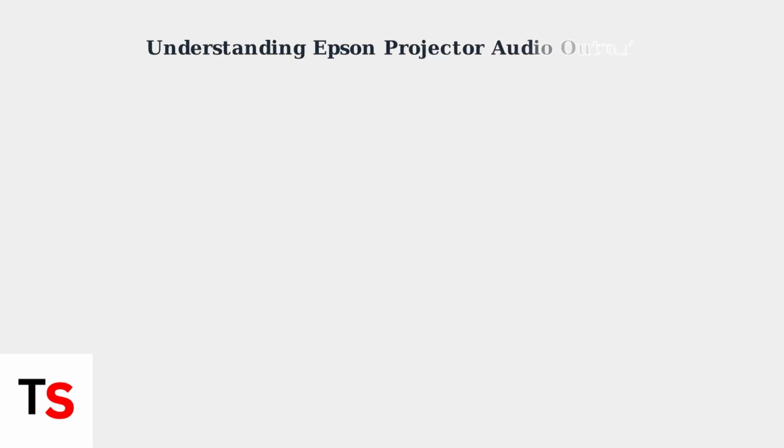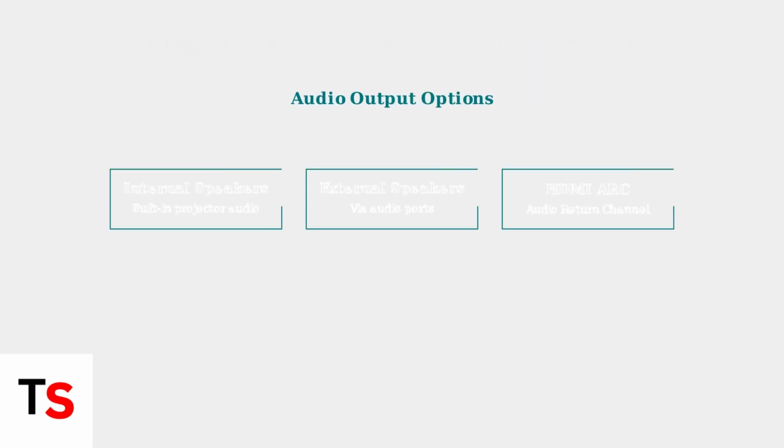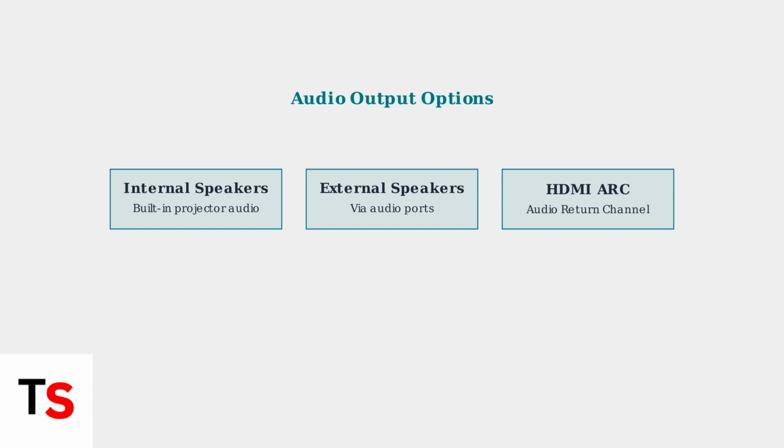Epson projectors offer multiple audio output options to suit different setups and preferences. Understanding these options will help you get the best audio experience from your projector. There are three primary audio output methods available on Epson projectors. You can use the internal speakers built into the projector, connect external speakers through audio ports, or use HDMI audio return channel for advanced setups.